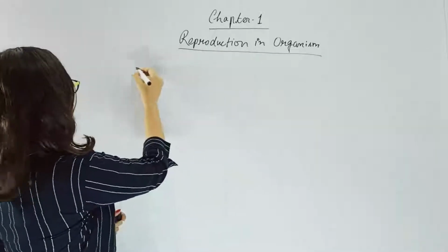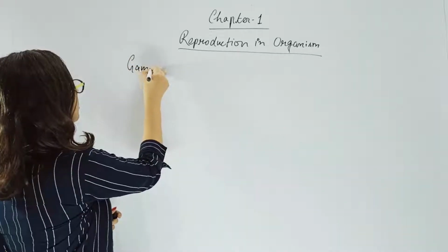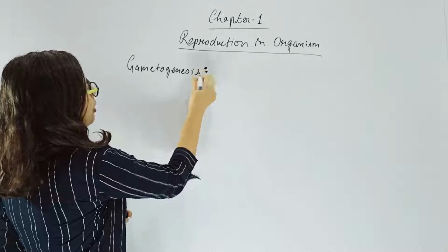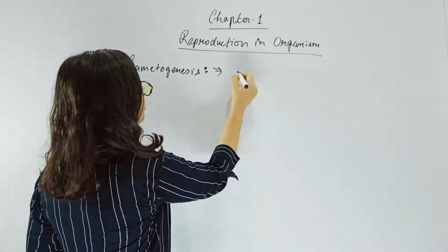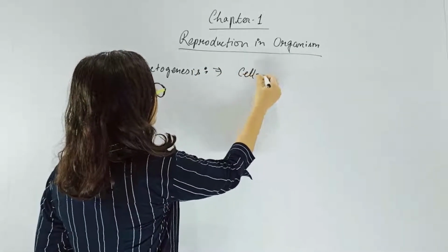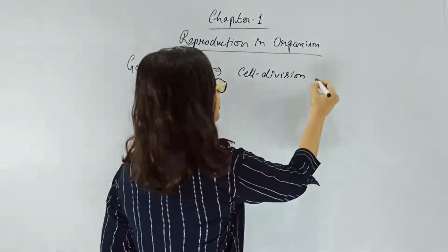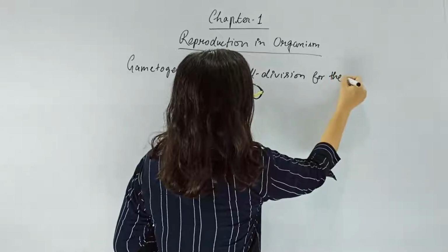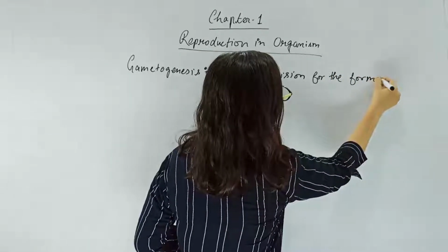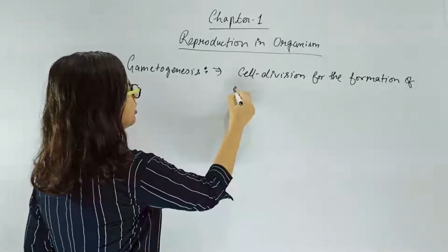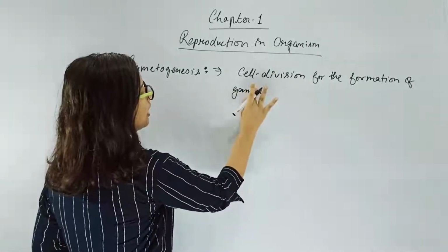So, gametogenesis we are going to discuss. In gametogenesis, we are going to discuss the cell division for the formation of gamete. Means what type of cell division happens.